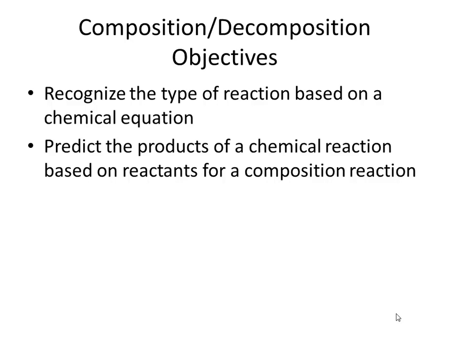For composition and decomposition, we should recognize the type of reaction based on the chemical equation, and we should also be able to predict the products of composition reactions. So that's basically what we're going to try to get out of here. This is just the first of a couple different types of reactions we're going to study. These are related, and we'll get into the next ones tomorrow, maybe.